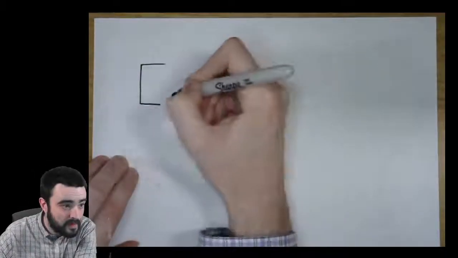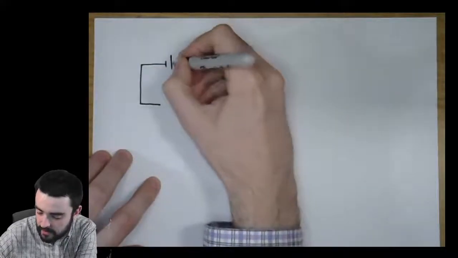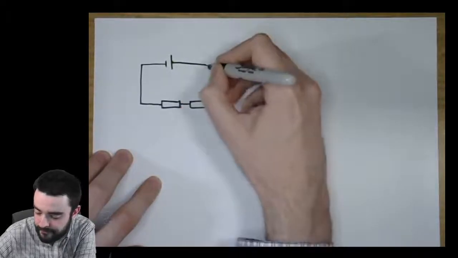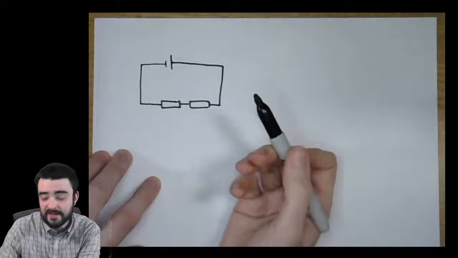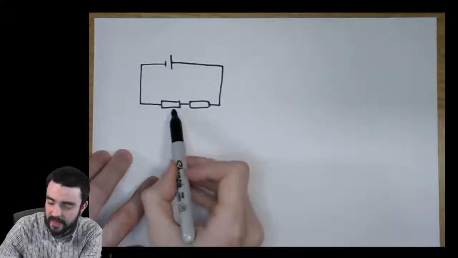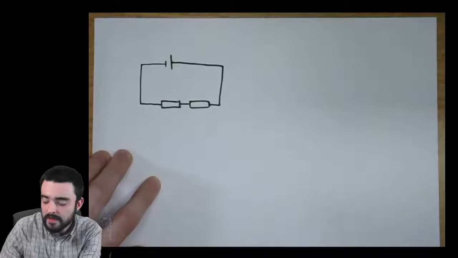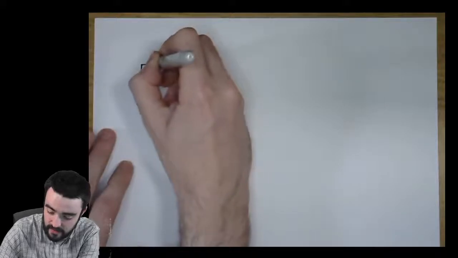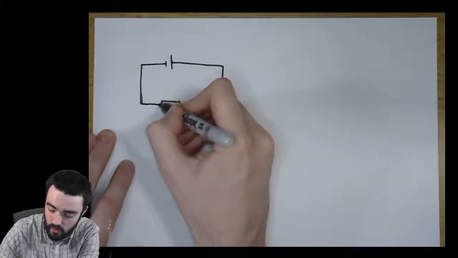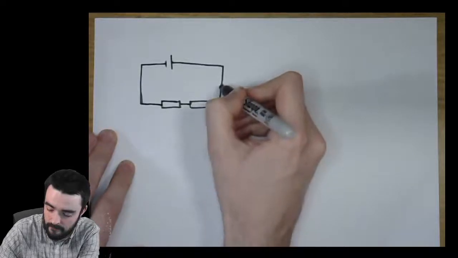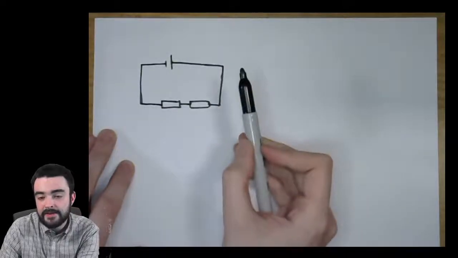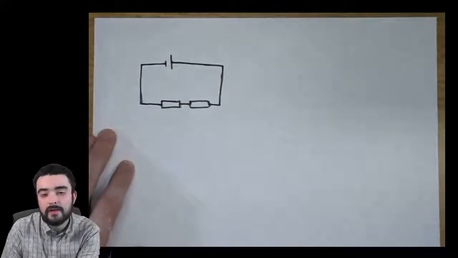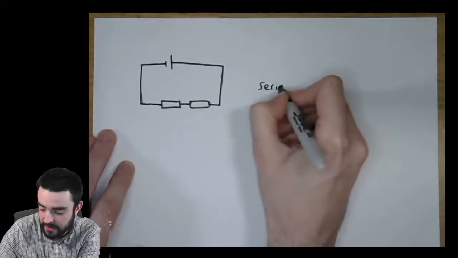Now, if we look at this circuit, okay, we're using circuit symbols here, so we've got a cell and we have two resistors. You can tell that a circuit is a series circuit if you can take your pen and trace around all the different components without leaving the page or going back over yourself. So if there is one continuous loop, then it must be a series circuit.